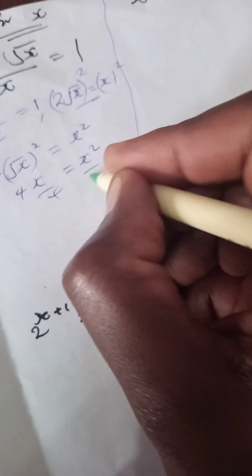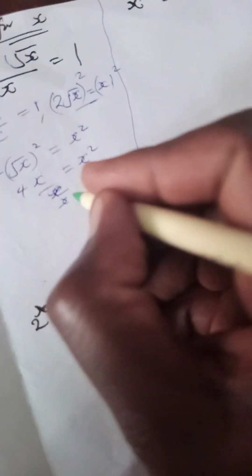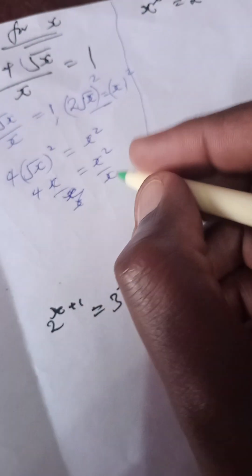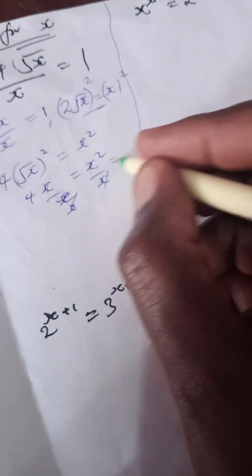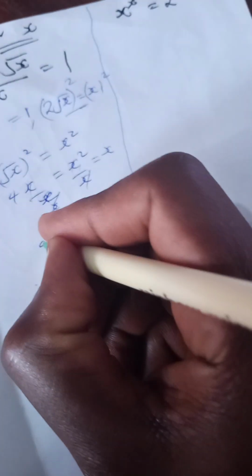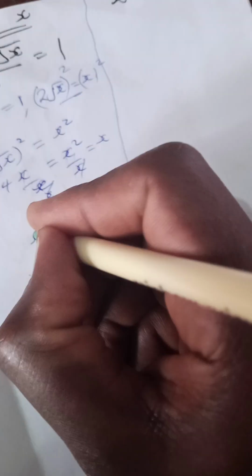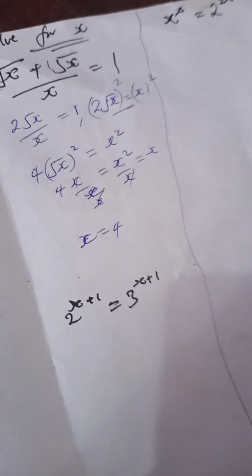So you divide both sides by x. The x goes, so we remain with x here. So you get x is equal to 4.